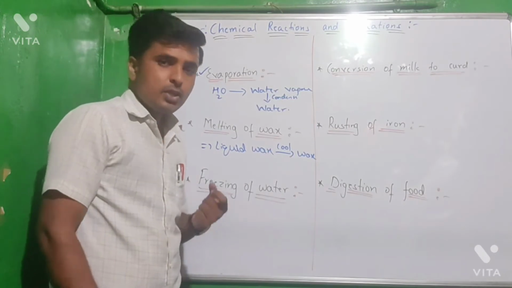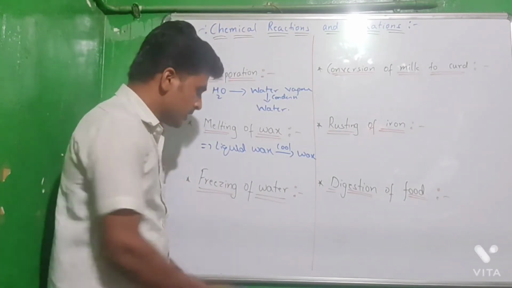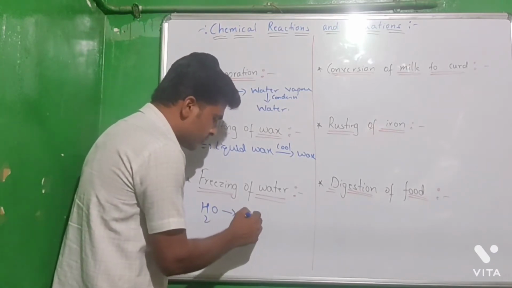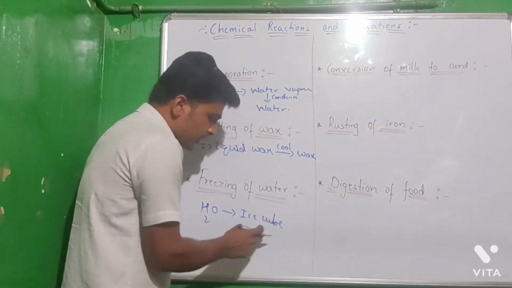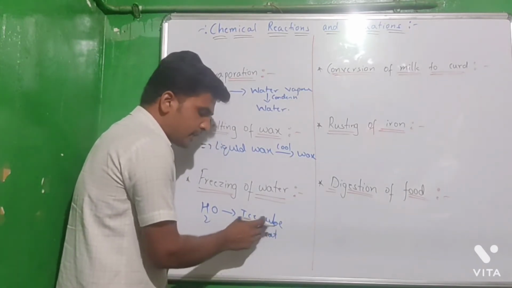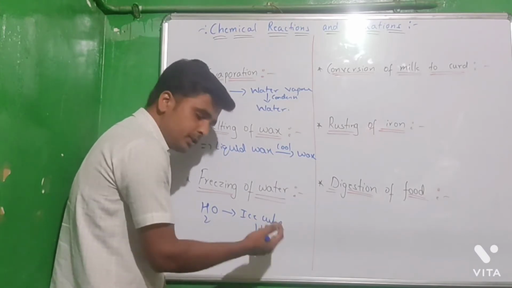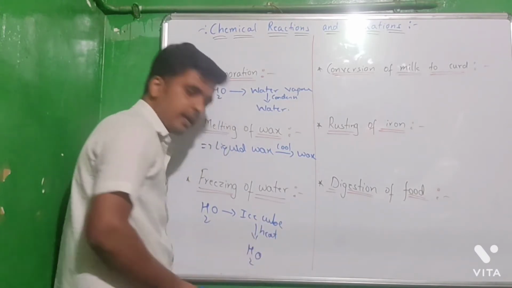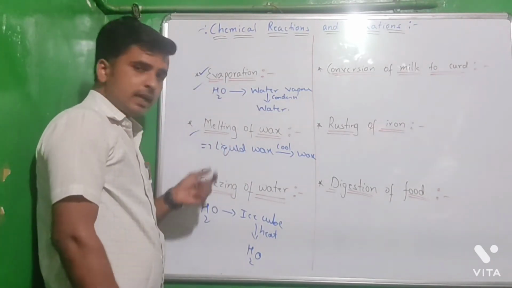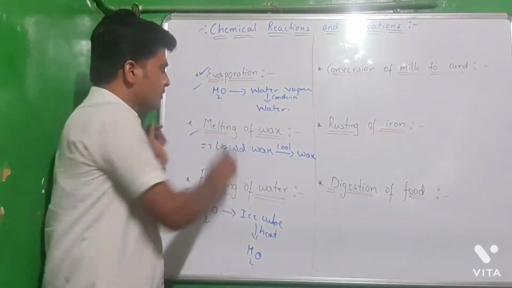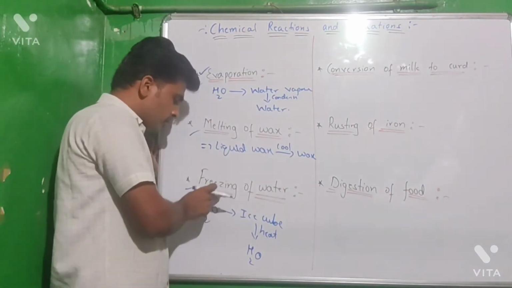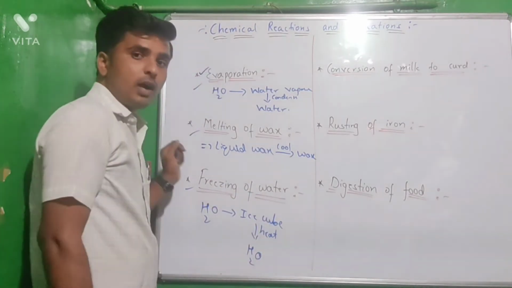If we cool the water, what will happen? The water turns into an ice cube. Listen here. If you melt the ice cube, means give some temperature to it, what will happen? The ice cube melts to form the water again. In these examples, we get the same products: from water we get water, from wax we get wax, from water again we get water.